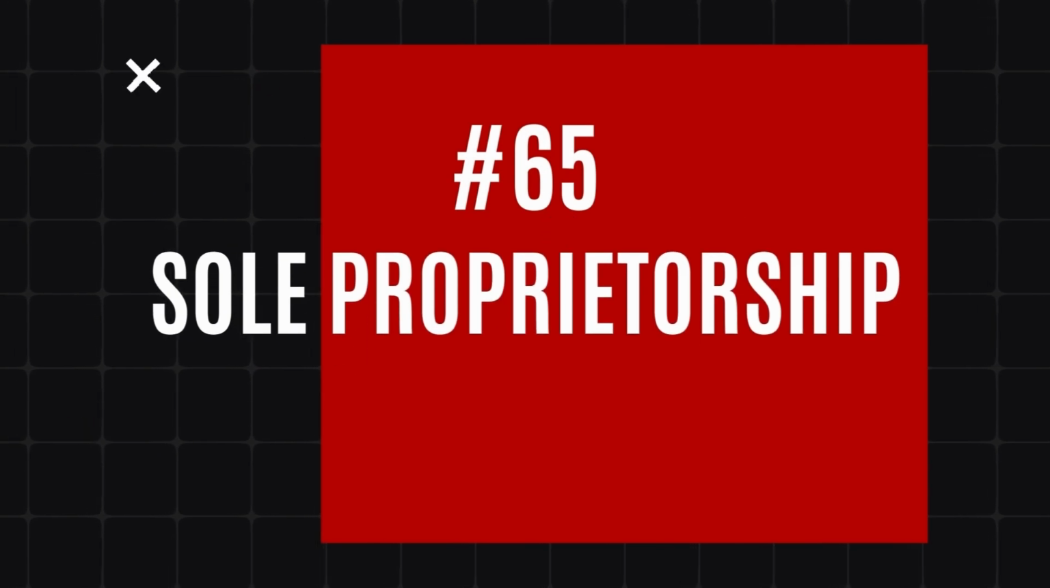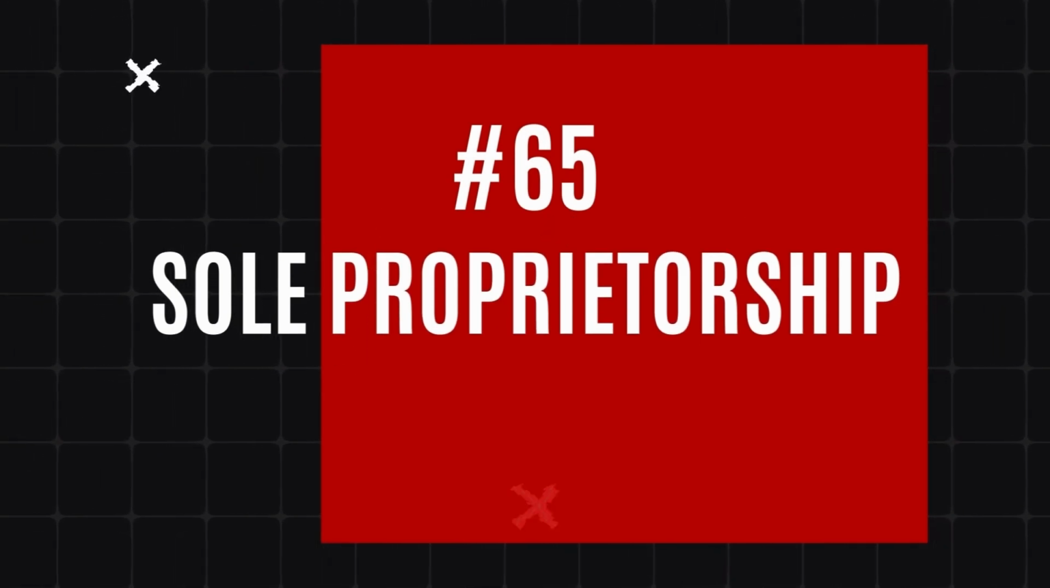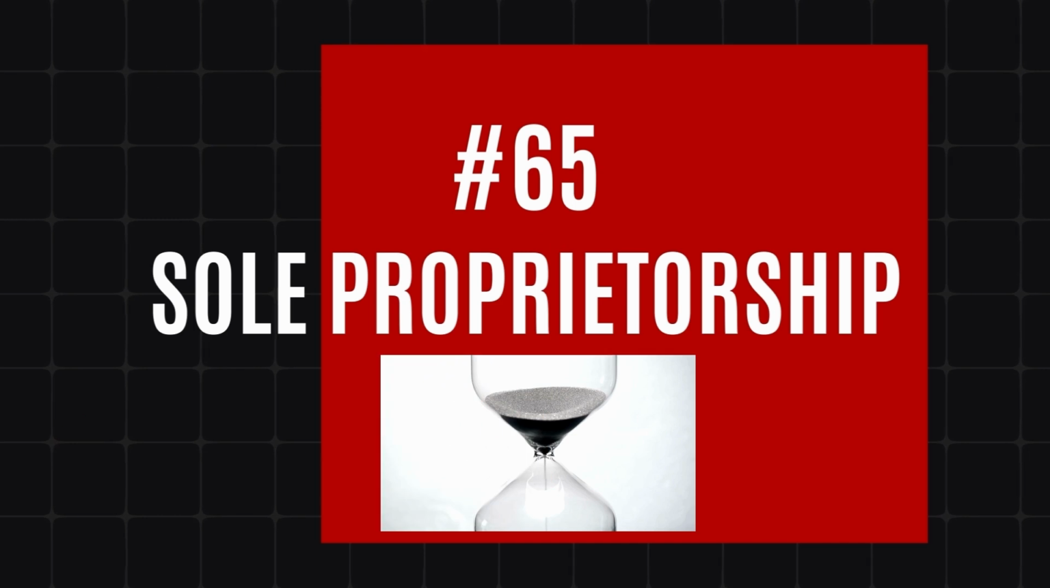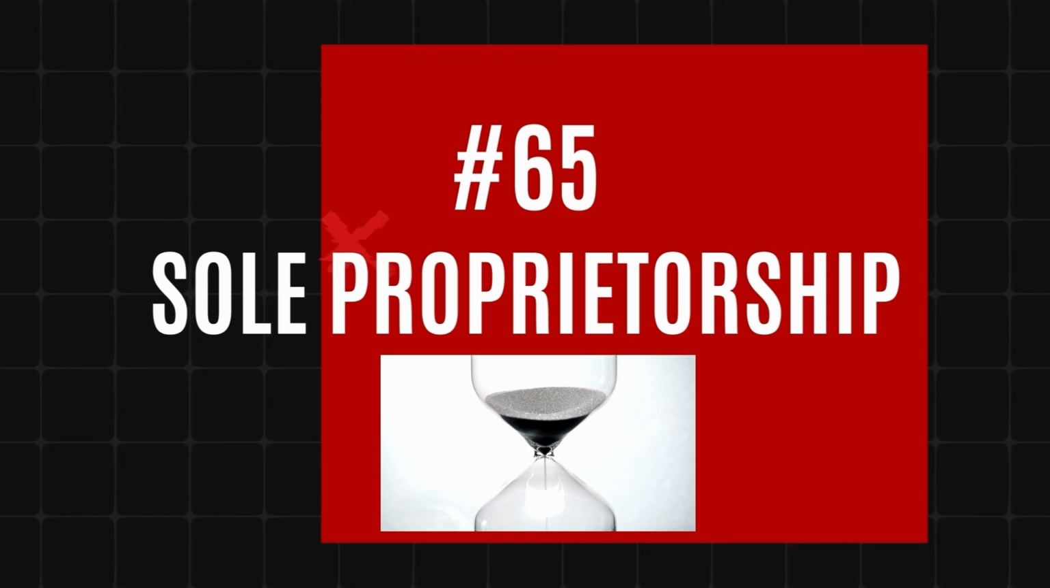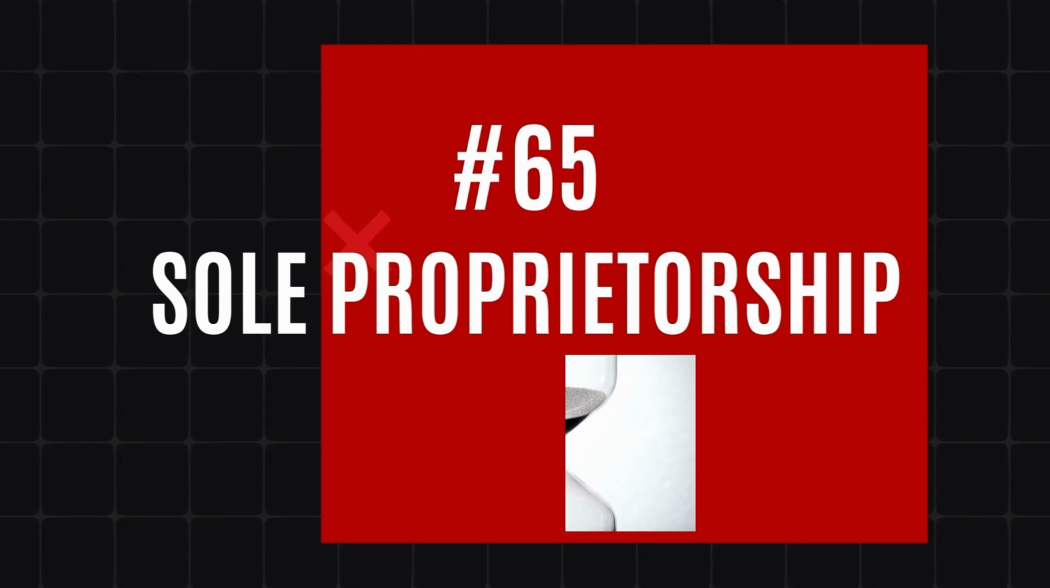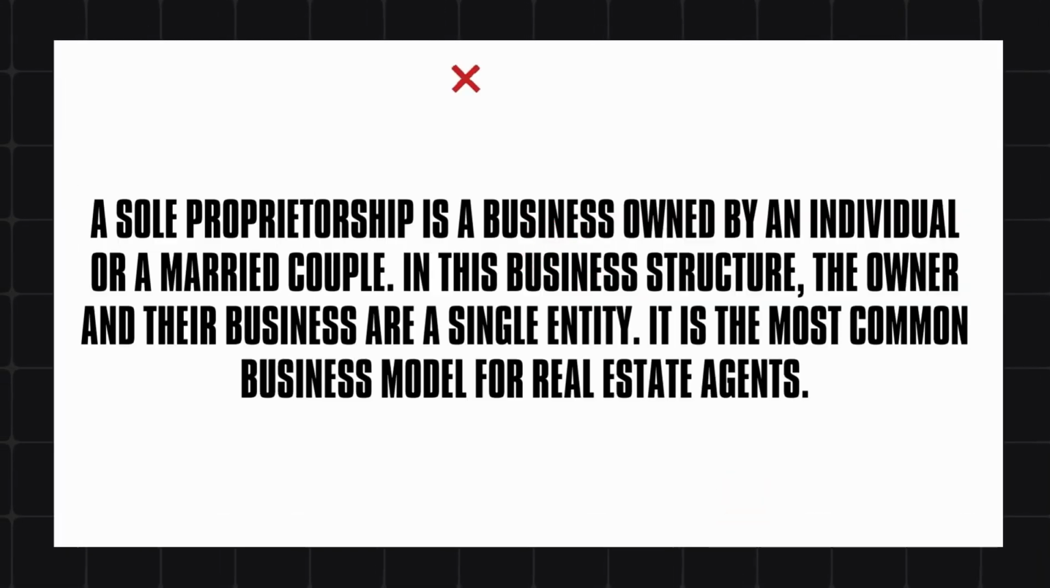Sole proprietorship. Let's see if you can nail this definition. A sole proprietorship is a one-person show where an individual or married couple owns and runs the business. As the most popular model for real estate agents, it's like being your own boss, where you and your business are one entity. Simple, flexible, and empowering.